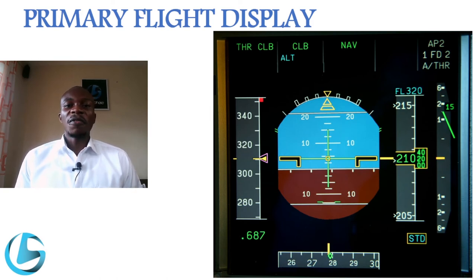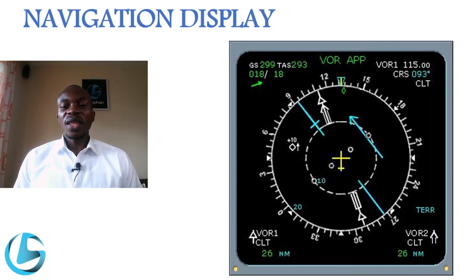We go to the navigational display. The navigational display displays information such as ground speed and the true airspeed at the very top here, you can see. The navigational display also gives information about the wind direction. The navigational display also gives information regarding the heading of the aircraft and the track of the aircraft. It also gives information such as lateral deviation of the aircraft.